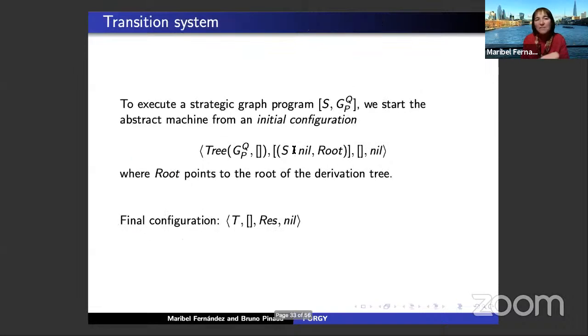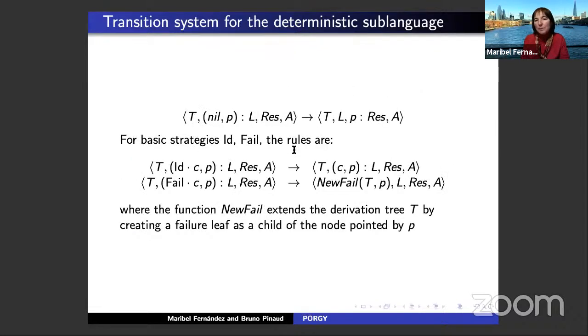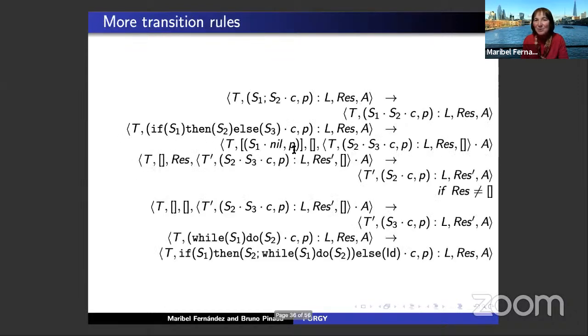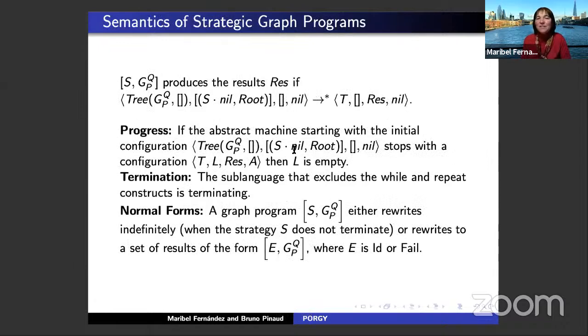I have slides giving the transition rules, but I think this is probably not interesting to show in the talk, I can give you a pointer again to references for this. The important thing is that the abstract machine has the properties we expect. So it has a progress property. It doesn't get stuck if the strategy can apply. We have identified a sub-language that terminates. It's a sub-language of the strategy language that doesn't use loops. I mean, this is not very surprising. And we also proved that the normal forms end with eat or fail in the strategy component.